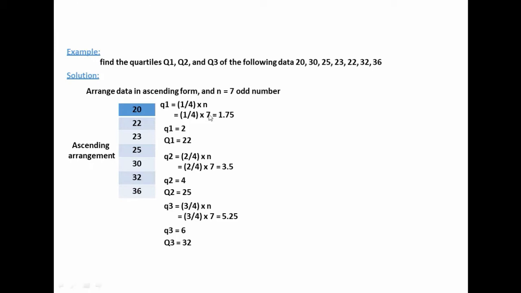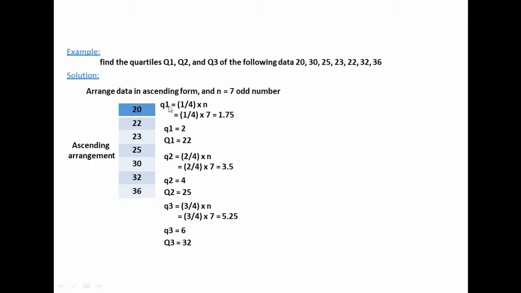So to find Q1, Q2, and Q3 from this data, 20, 30, 25, first of all, arrange the data. You see over here, I arranged the data in ascending order: 20, 22, 23, 25, 30, 32, and 36. Now, first of all, find the position of Q1. Q1 represents the first quartile value. So first of all, find the position of the value. Here n is equal to 7, an odd number.